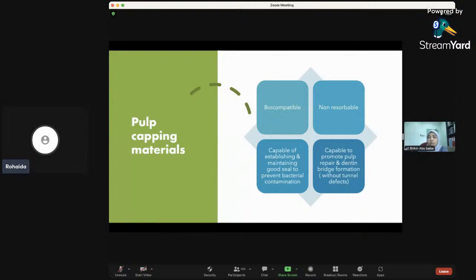Okay, we must have materials that can prevent re-entry of bacteria. At the same time, it must be biocompatible, not resorbable, and also capable of establishing and maintaining a good seal to prevent bacterial contamination. And the other thing, it must promote repair.